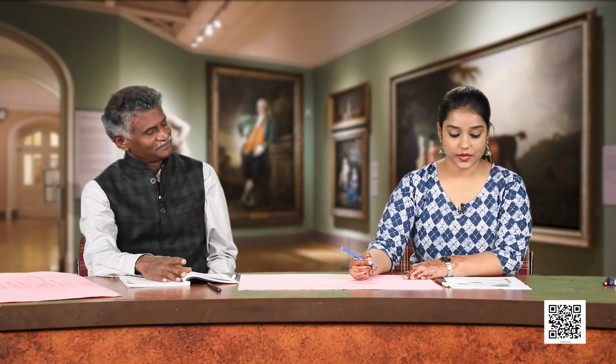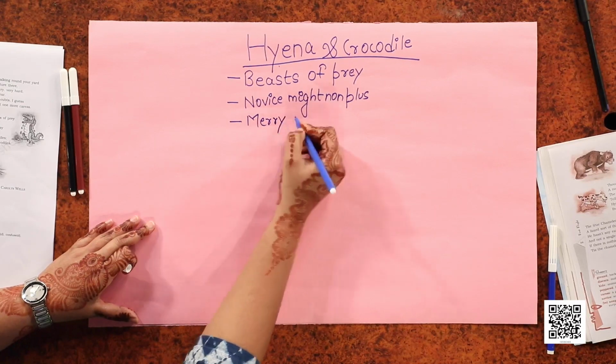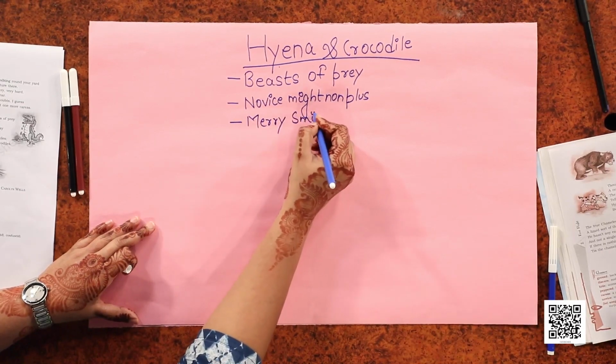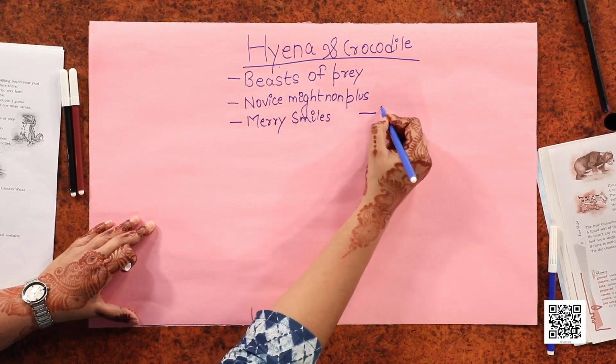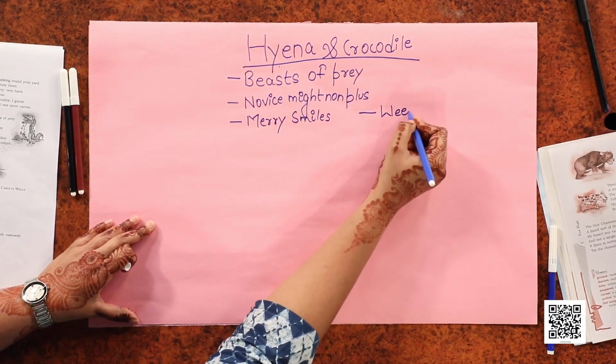So they say hyenas with merry smiles. Hyenas smile, whereas crocodiles weep. So for crocodile, they say weeps. Ultimately, both of them kill you. Then next animal?